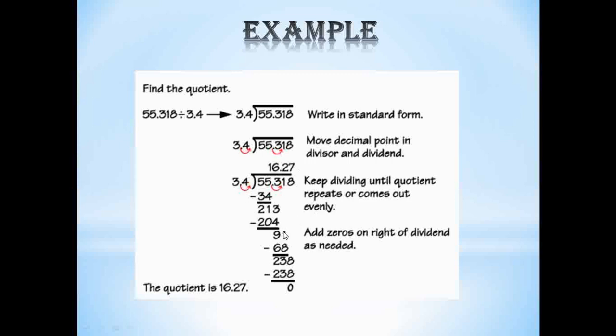34 into 91 2 times, that's 68, remainder 23, and 34 into 238, that's 7. So my answer is 16.27.